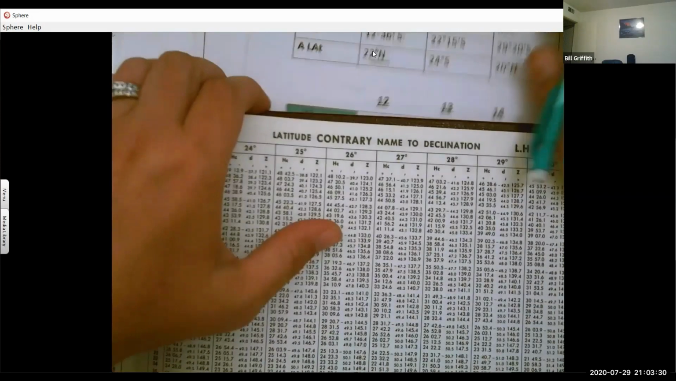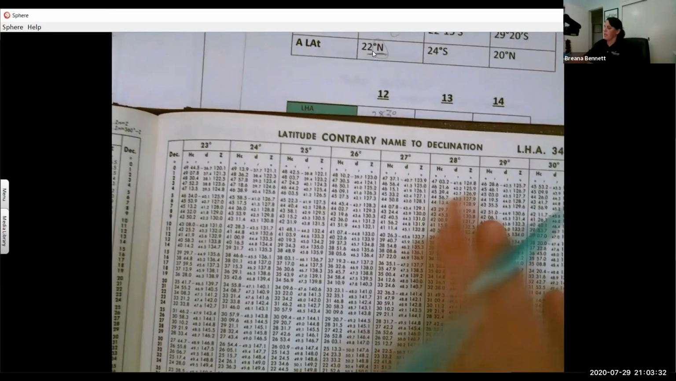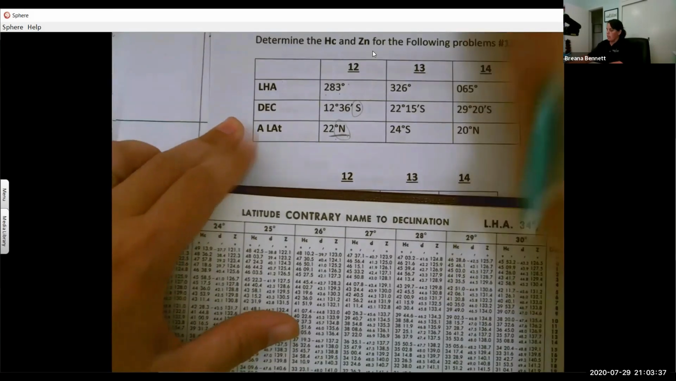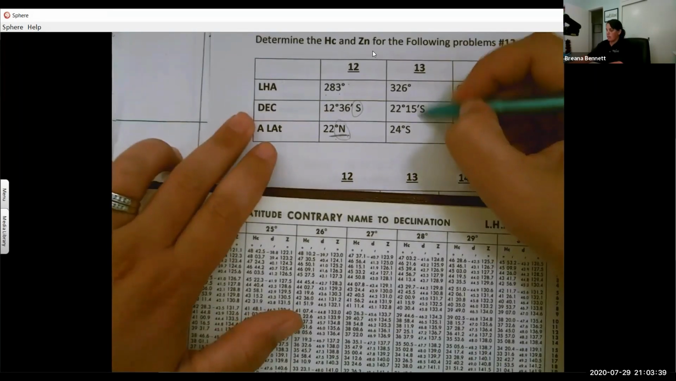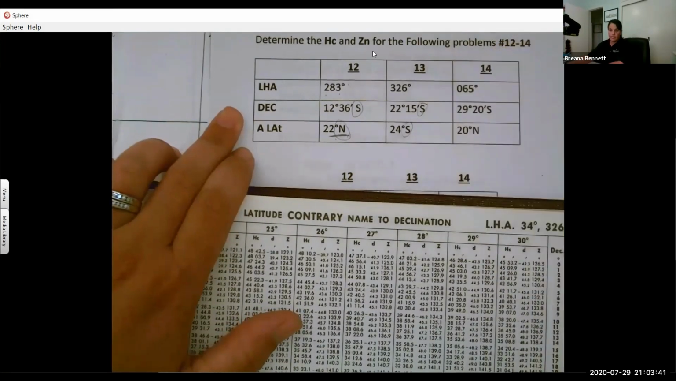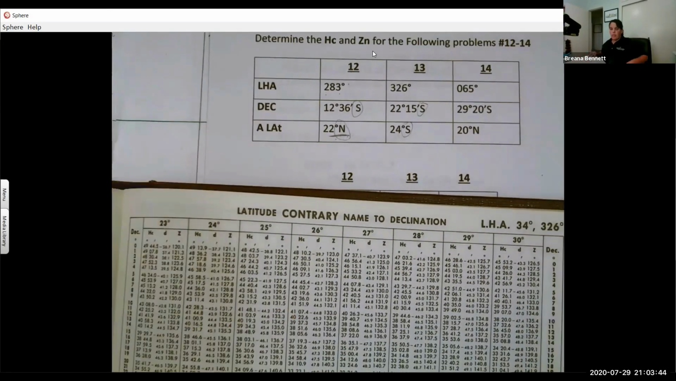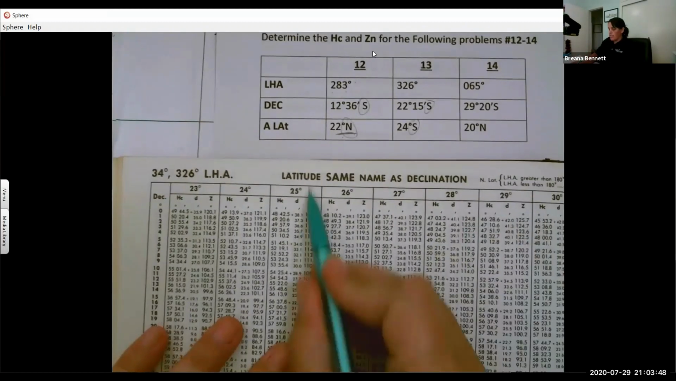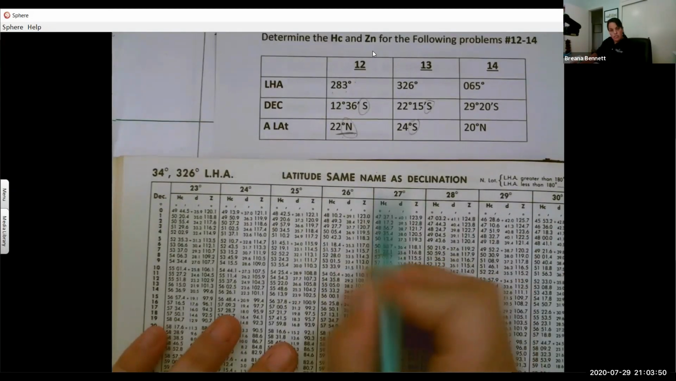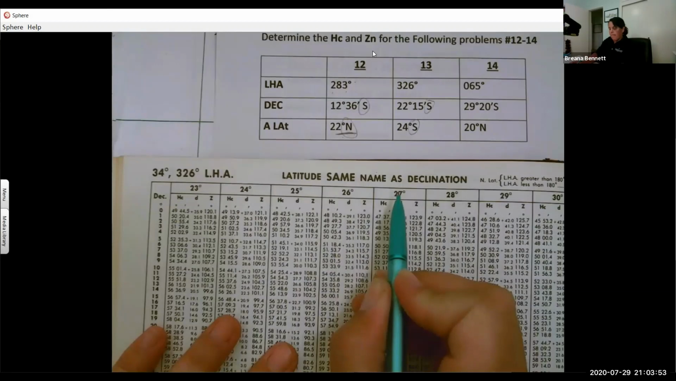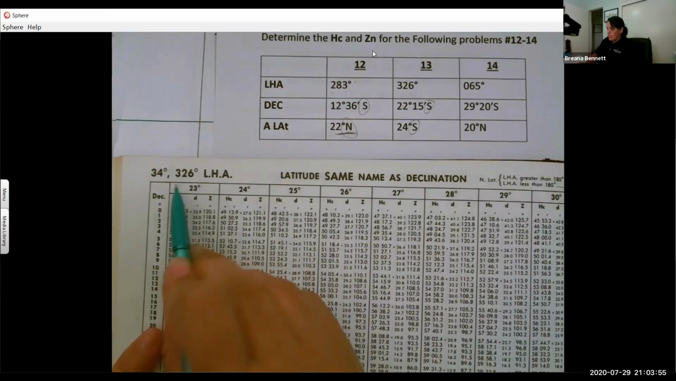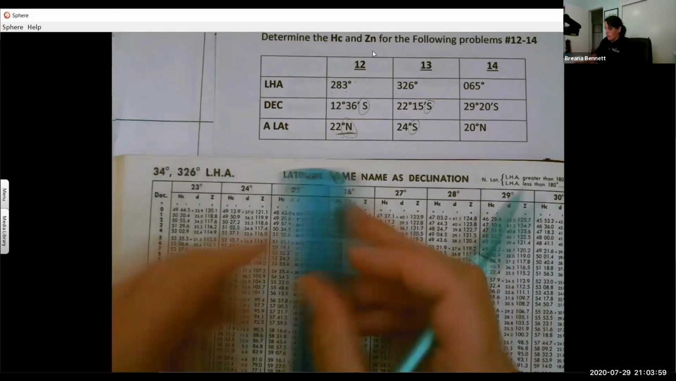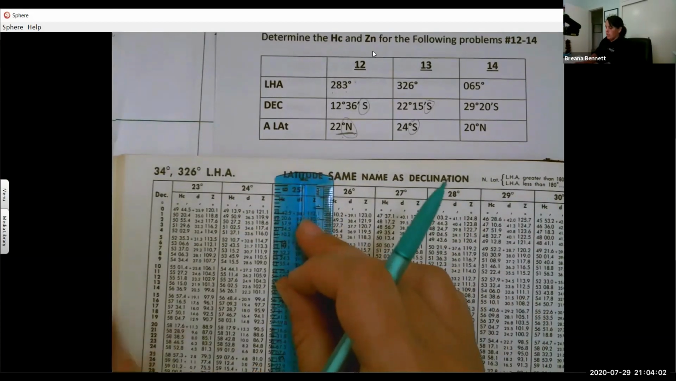Now I need to decide if I'm on the right side or the left side. I have a declination of south and a latitude of south. So I'm going to be on the right side under latitude same as the declination. So I'm at 326 and then I'm at 24. I'm going to put my little marker here.